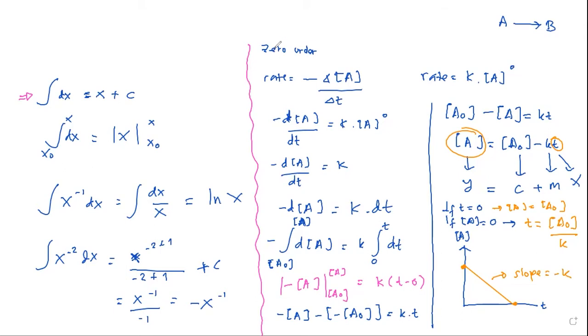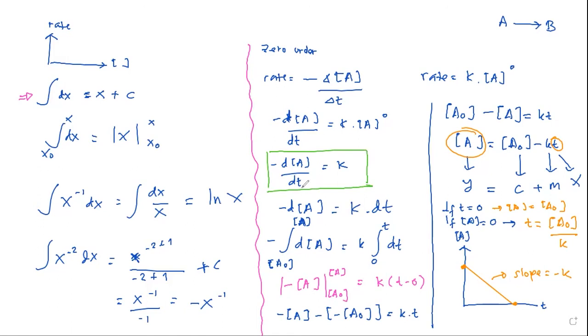We need to make another graph, which is the rate of reaction versus the concentration. To make this graph, you just need to see this formula.